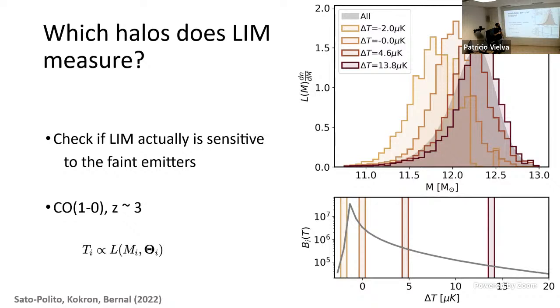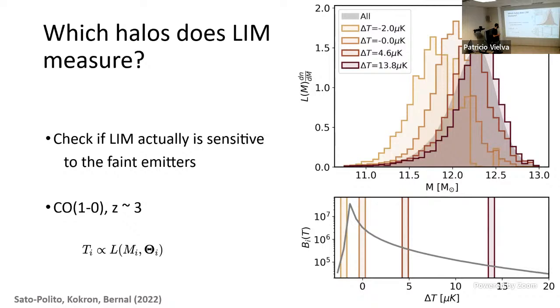And the problem here is that, of course, accessing the faintest voxels is going to be much more complicated because they are going to be the most contaminated by foregrounds or by noise and so on. So we need to develop different strategies to be able to access that information. And this kind of tools with simulations allows us to perform that study.